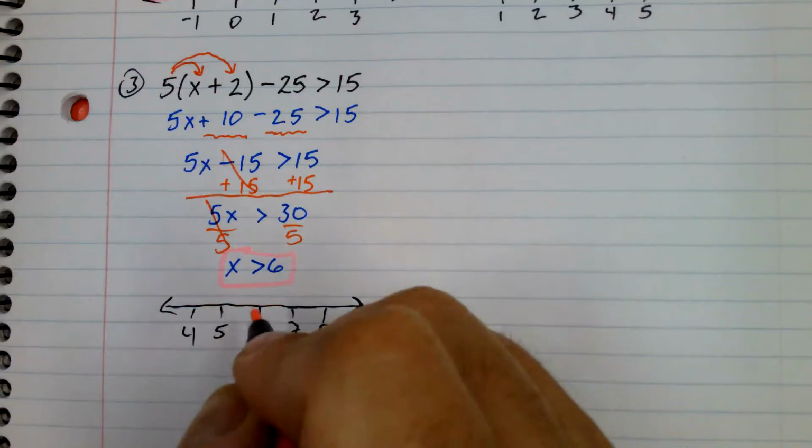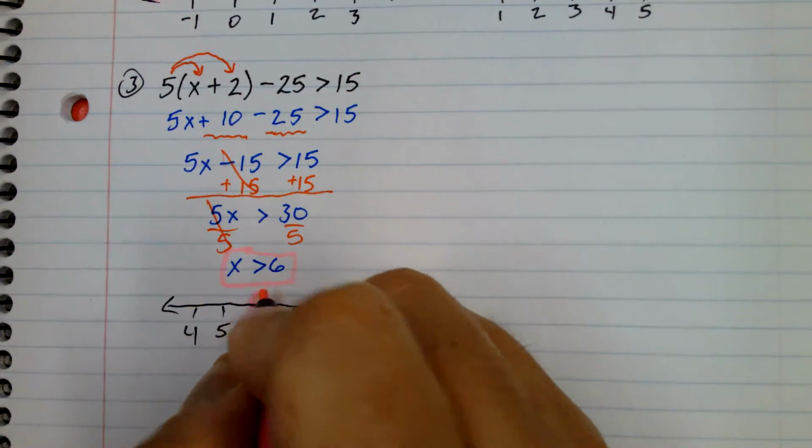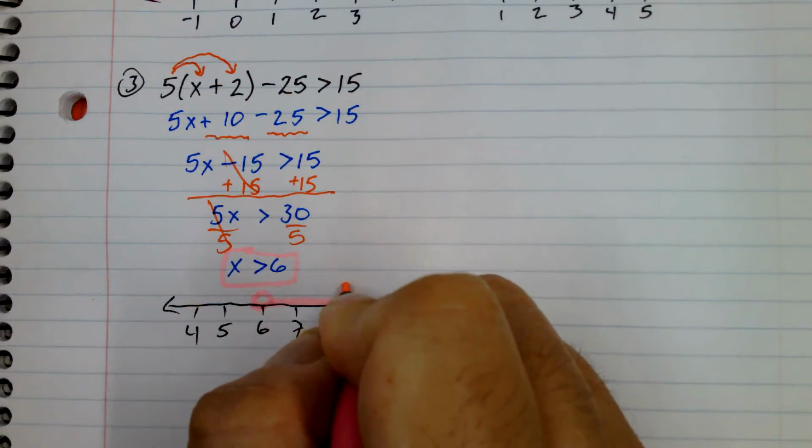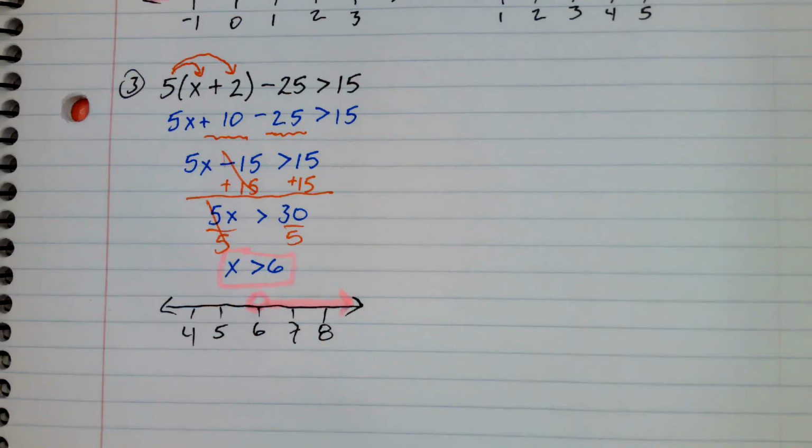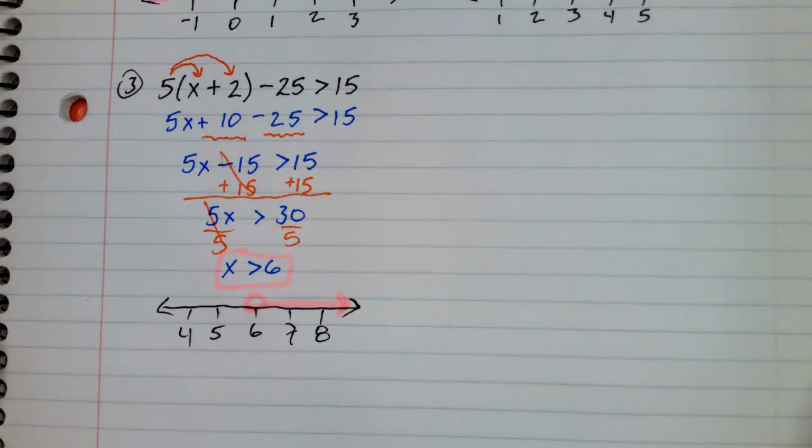Okay. So an open point and all the numbers bigger than that. Okay. Not so bad. Okay. Let's try another one. How's that? Not too bad? Okay.